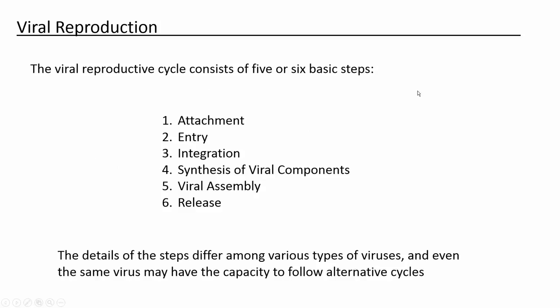Okay, so these are the viral reproductive steps. The viral reproductive cycle consists of 5 or 6 basic steps. And the details of the steps are going to, as it says at the bottom of the slide, differ depending on the type of virus that you're talking about. What we're going to do is just take 2 specific examples. We're going to look at a bacteriophage called T7, and then we're also going to look at HIV, and we're going to look at the specific steps for those 2 viruses and compare them.